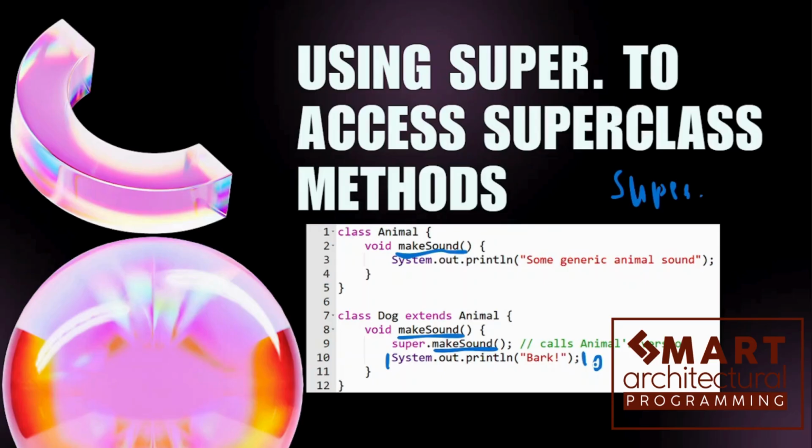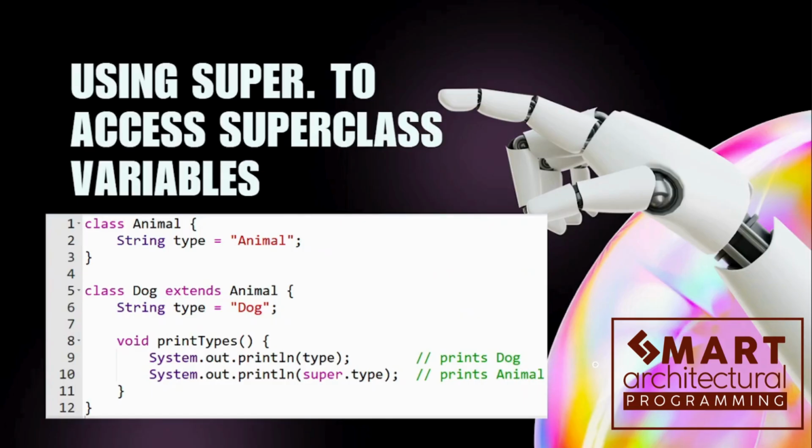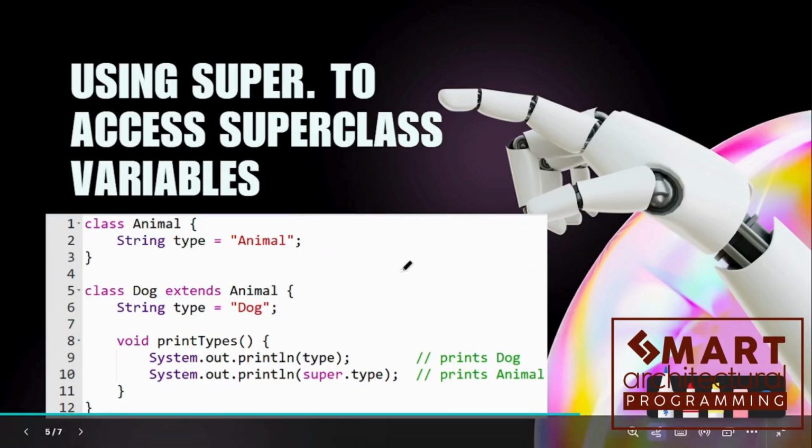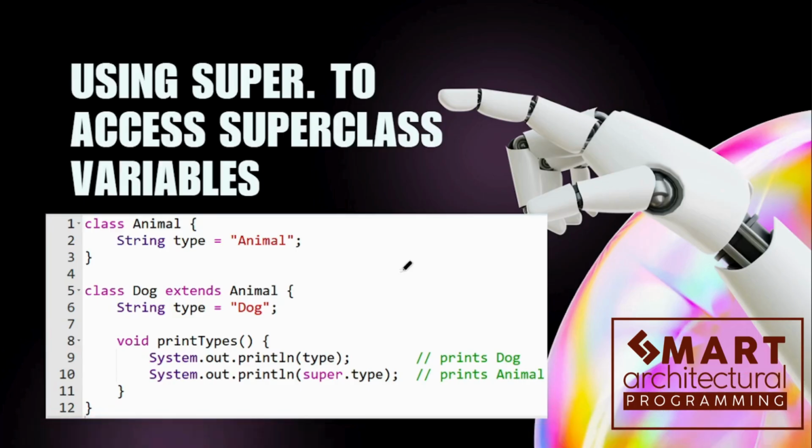With that understanding and that concept, let's move on to the next section, which is how we can use super dot to access superclass variables. And it's pretty much the same here, right? Again, as I mentioned, super dot is a directional term. We're telling it to go to the superclass of this particular class, where you'll find this particular variable or method, and use that.